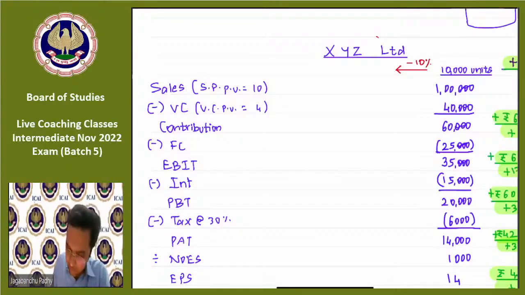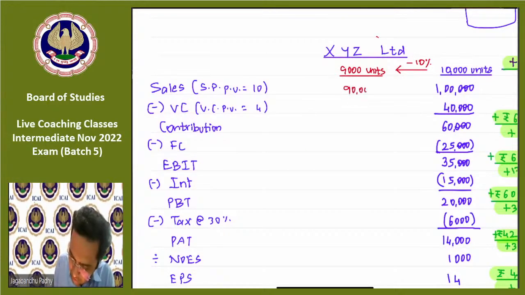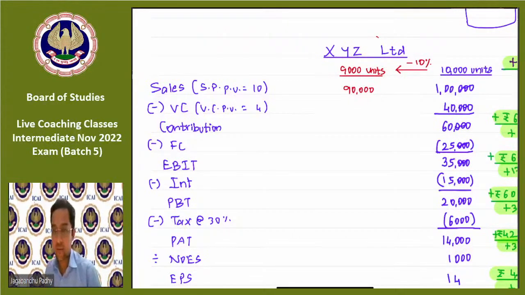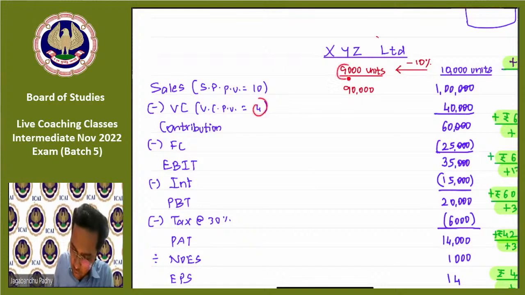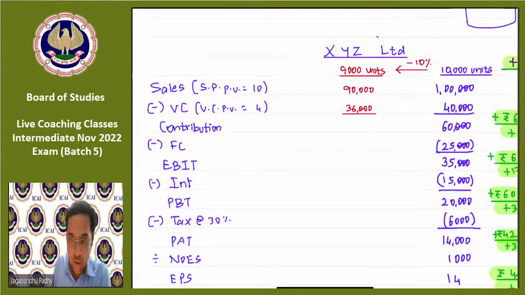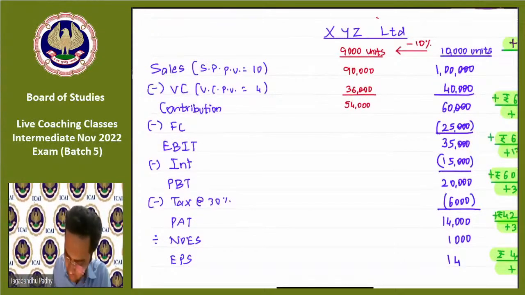The resultant impact will be units will be 9,000 units. Sales is going to be now 90,000 because 10 rupees is the sale price. Variable cost is 4 rupees. So 4 into 9,000 is 36,000. Contribution will become 54,000. Fixed cost is 25,000, will remain as it is. Then EBIT will become 29,000.